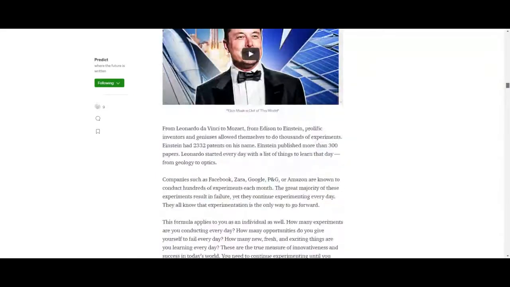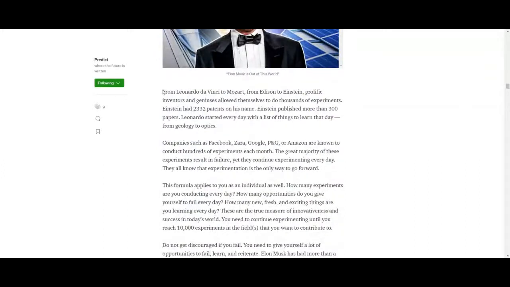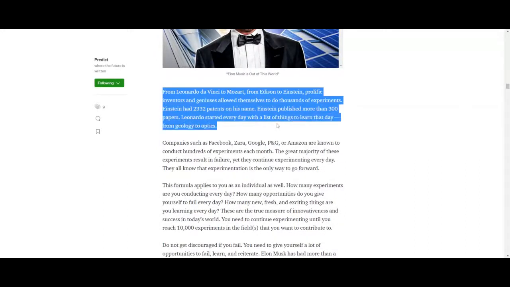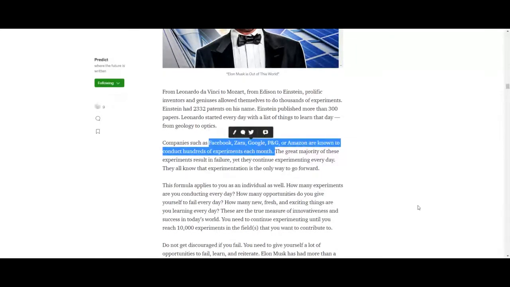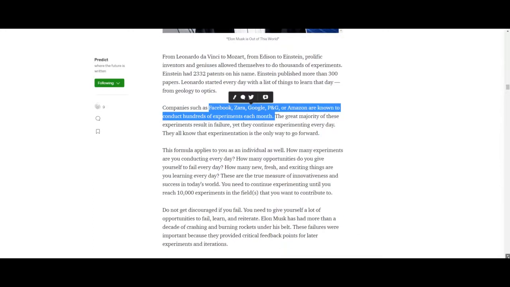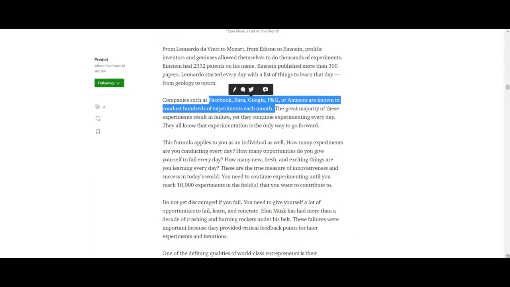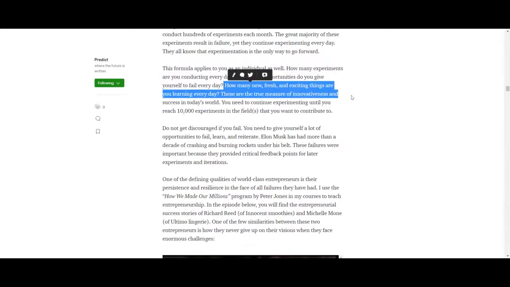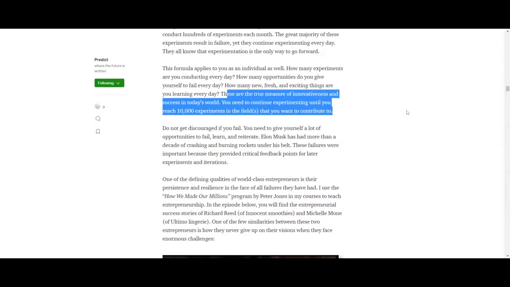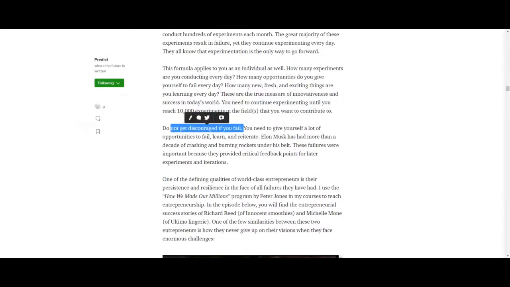And of course, if you look at all these geniuses, you need to do hundreds of experiments. The best companies in the world, Facebook, Zara, Google, PG, Amazon, they conduct hundreds of experiments each month. So the same for individuals. How many experiments are you conducting every day? Are you failing a lot? That's important. If you want to be innovative, you need to experiment a lot. And don't get discouraged if you fail.